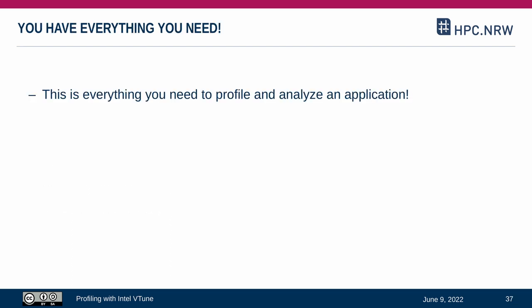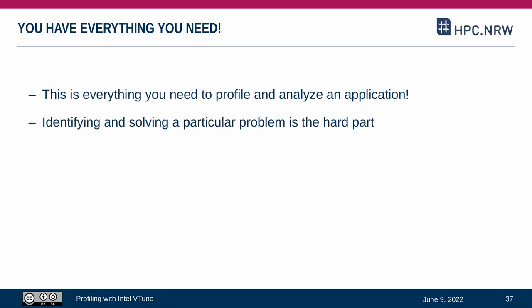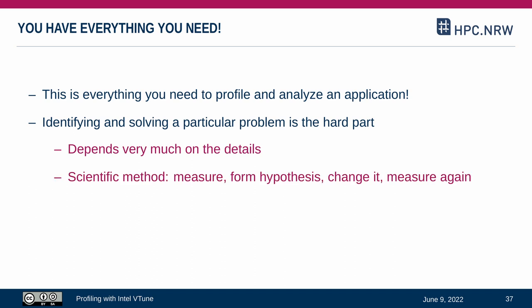This is everything you really need to make use of VTune and analyze your application. Identifying and solving a particular problem is really the hard part here and not the measurement itself. The interpretation of measurements really depends on the details of your situation. So my recommendation is to rely on the scientific method. Make a baseline measurement, form a hypothesis about what's going on with the compiled program on your platform, make a change, and then measure again. A successful approach is to aim for a relative improvement with respect to a baseline measurement.